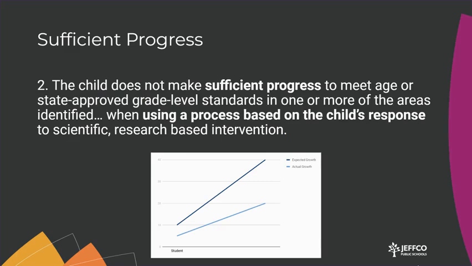The second criteria is that the child does not make sufficient progress to meet age or state approved grade level standards in one or more of those areas identified when using a process based on the child's response to scientific, research based intervention. This means we must provide a student with interventions in the area of need and measure their progress over time. If they are unable to close the gap given those research based interventions, then it would be considered a learning disability.